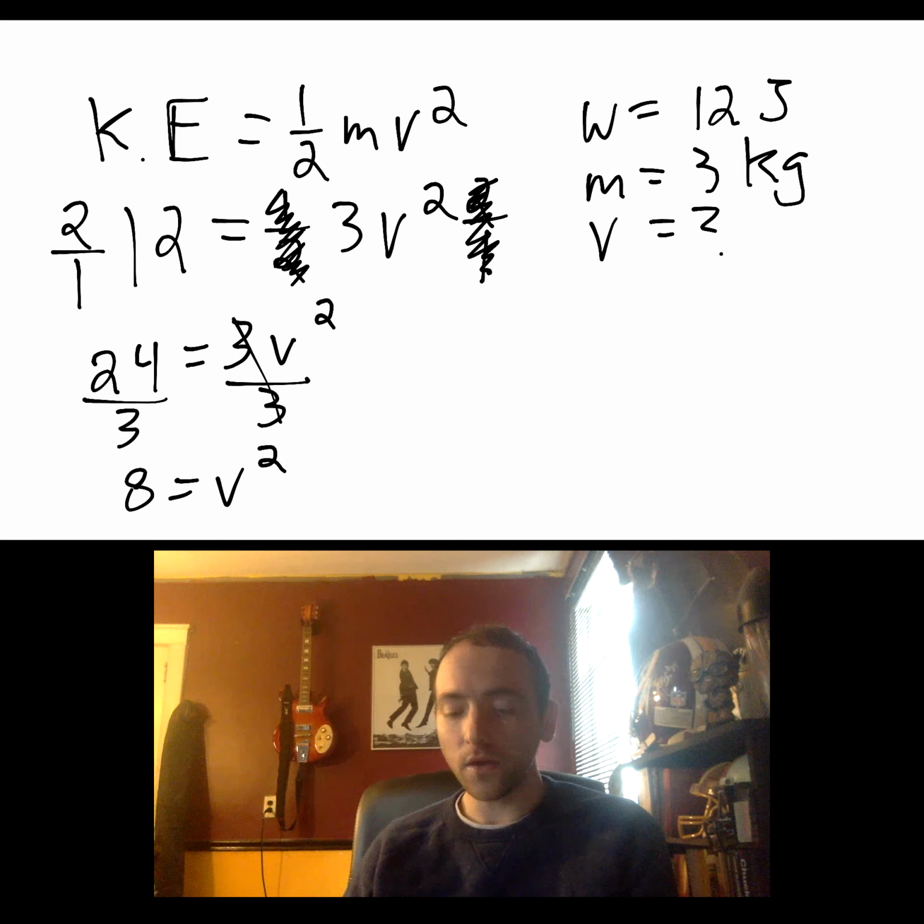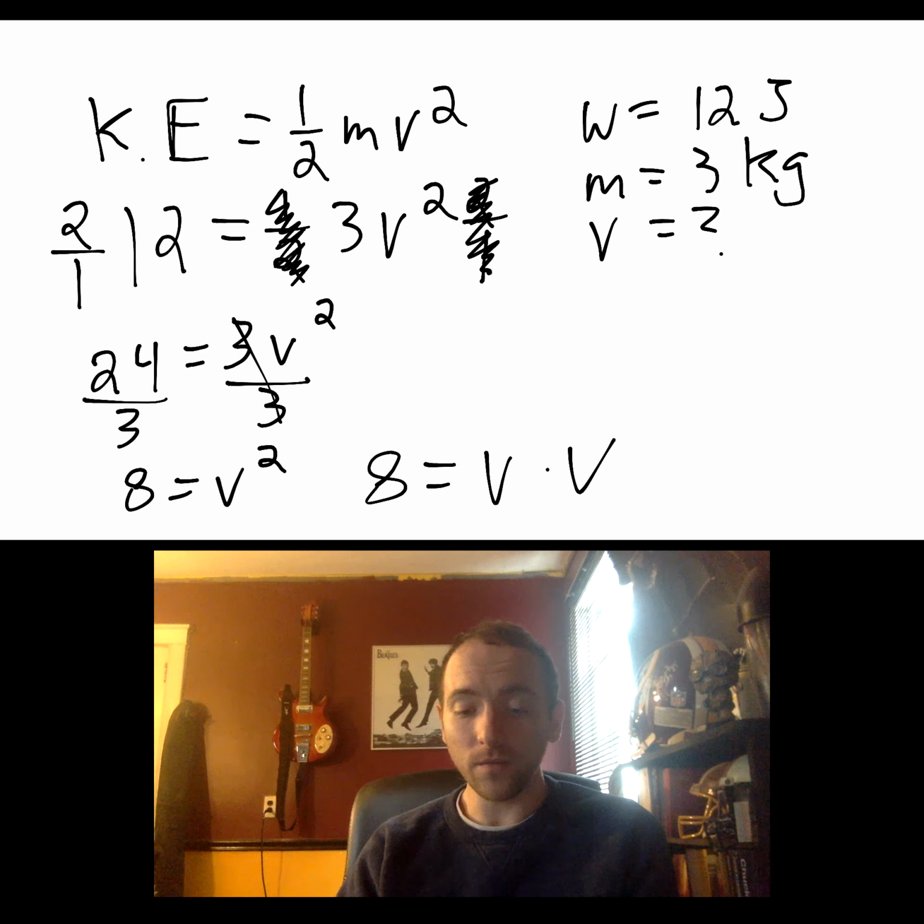All right. And so is this our final answer? It's not. All right. Because v is not the same thing as v squared. All right. Another way we could think about this is that 8 is equal to v times v. Right. And that's not what we want. We want just v. Right. So let me erase this real quick.